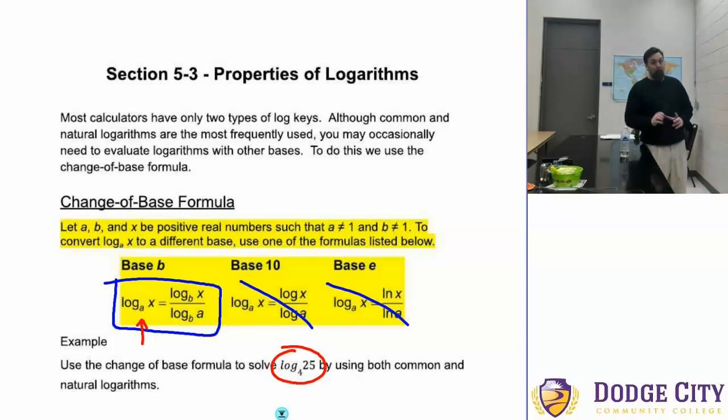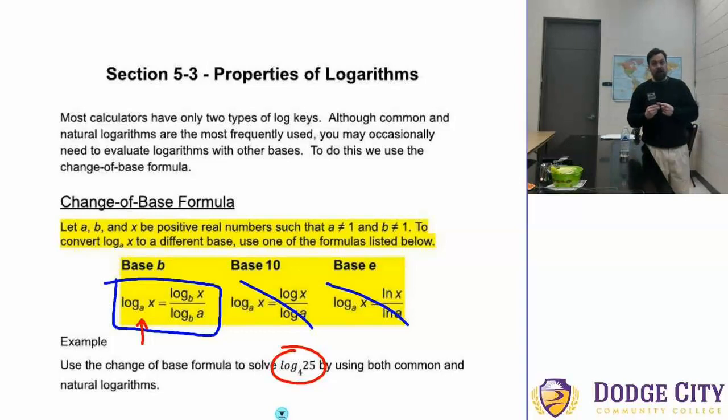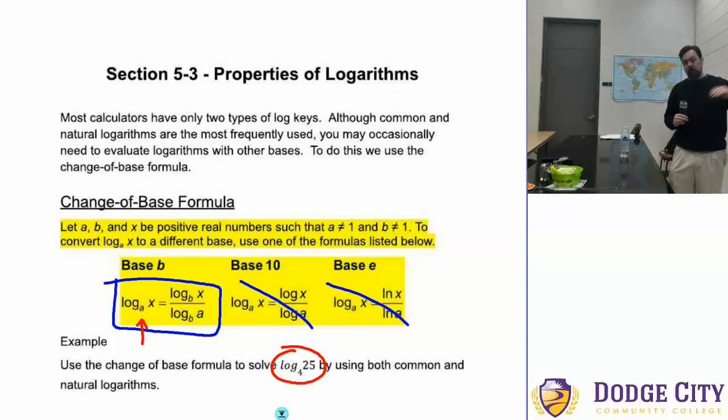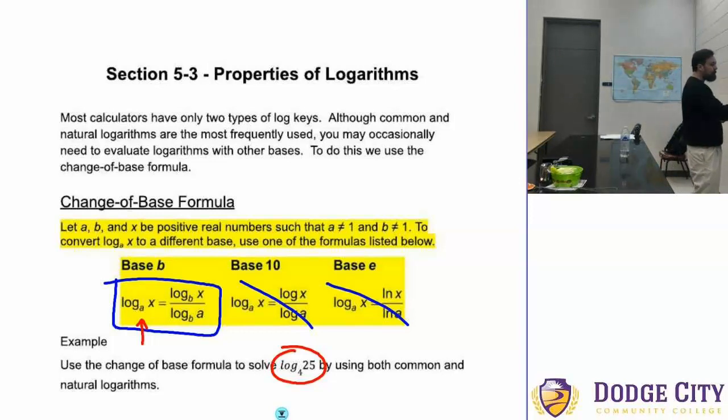However, we can change the base from base 4 to a base that my calculator can do, which would either be log base 10 or natural log. It can do both of those using this formula. So I'm going from base A to base B. So notice that both of these logarithms are base B. Right? This one's base A, and these two are base B.